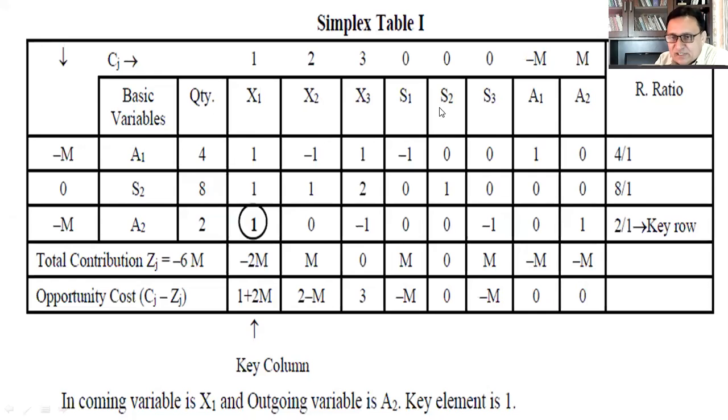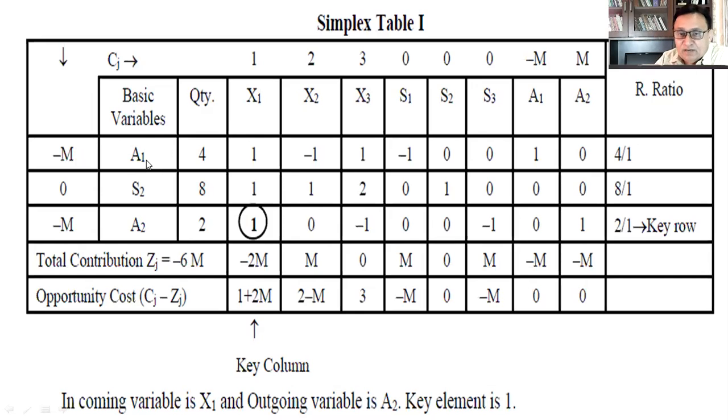So 0, 1, 0 is below S2, which is 0, 1, 0. So we'll write S2 here. And for the third column, we need 0, 0, 1, which is below A2, which is 0, 0, 1. So we will write A2 here. Now, what are the coefficients of these three basic variables which we have identified from the constraints?